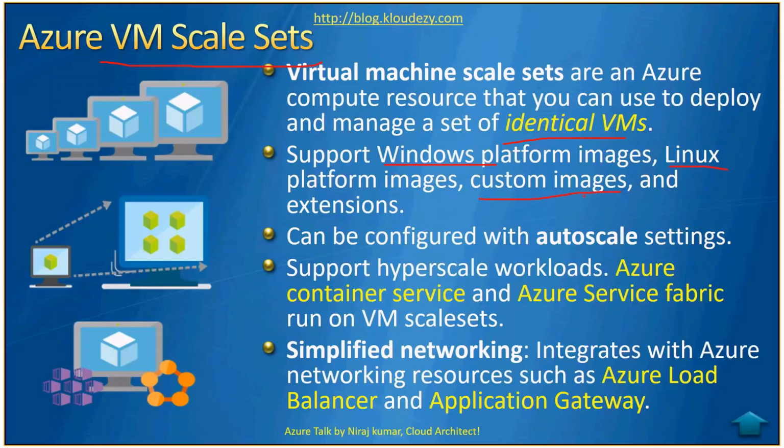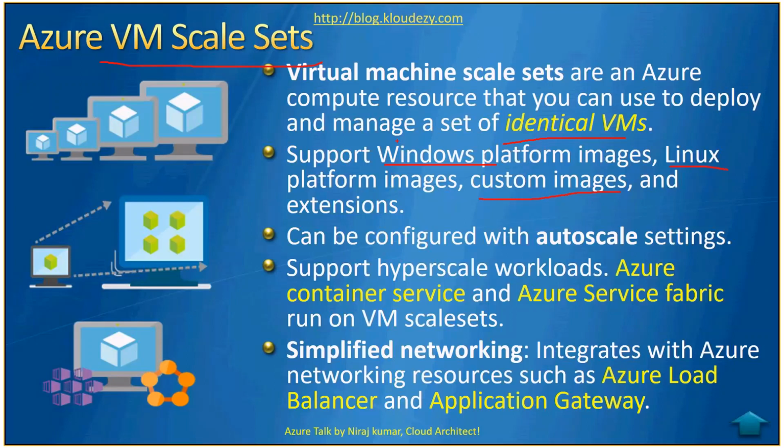So in case, let's say you have an image from on-prem and you want to run that as a scale set, that can be brought in. So Microsoft is not restricting you to only use Microsoft-published images like Windows and Linux, but you can also bring in your own custom image. But that has to be thoroughly tested from your perspective, and on our side, how that will work with the scale set.